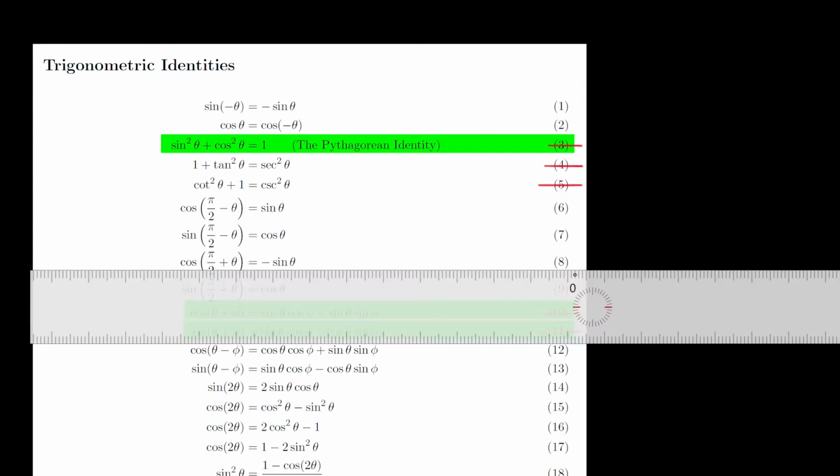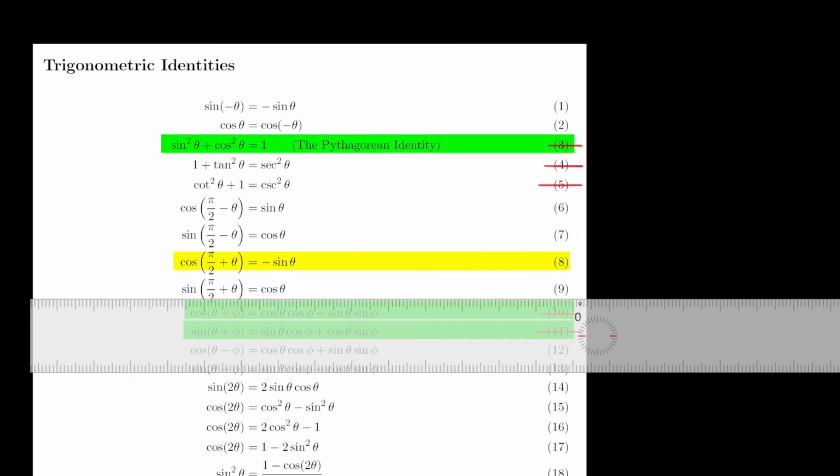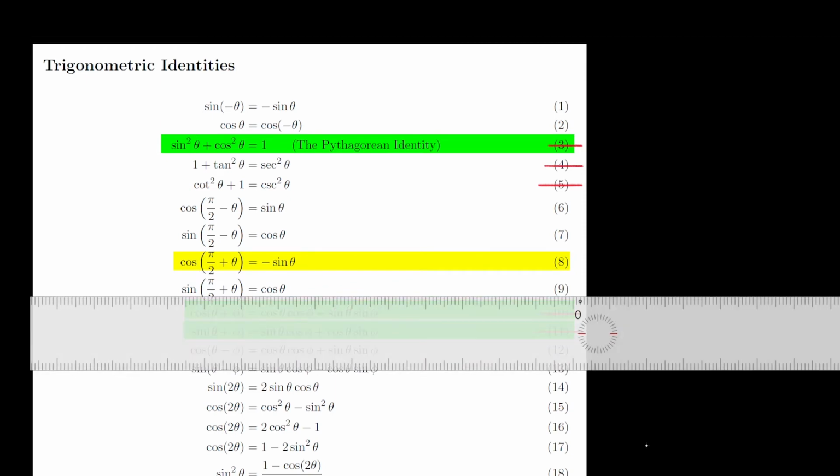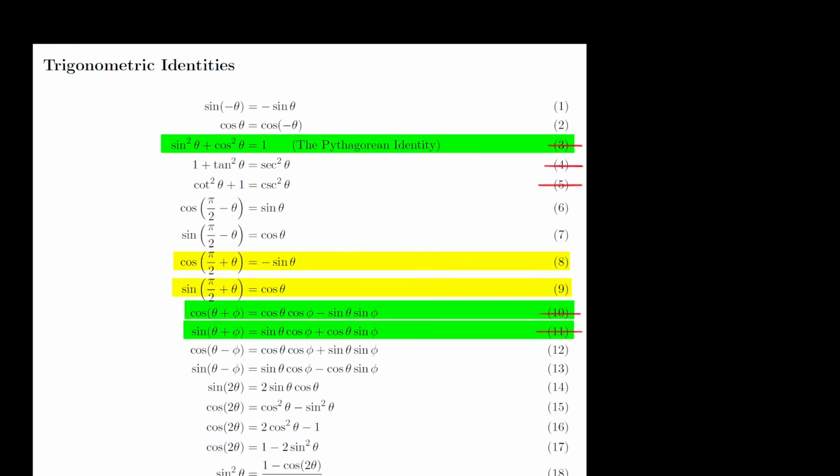I'm going to continue proving trigonometric identities, and in this video I will prove identities 8 and 9. That the cosine of the sum of pi over 2 and theta is equal to the negative sine of the angle theta, and the sine of the sum of pi over 2 and theta is equal to the cosine of theta. Okay. Now, let's write out what we are going to prove.